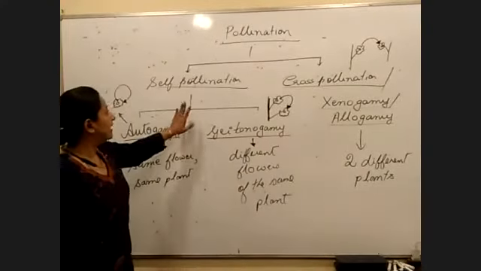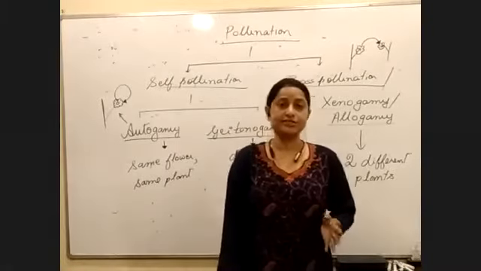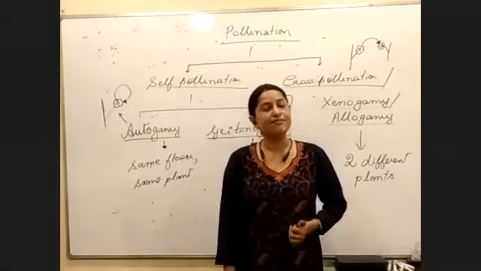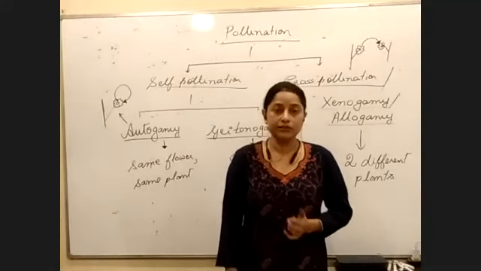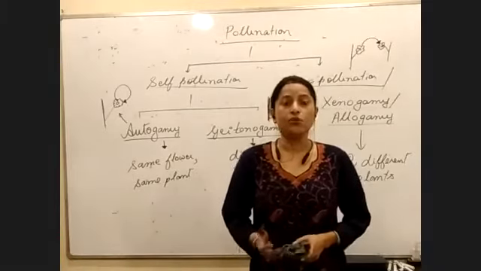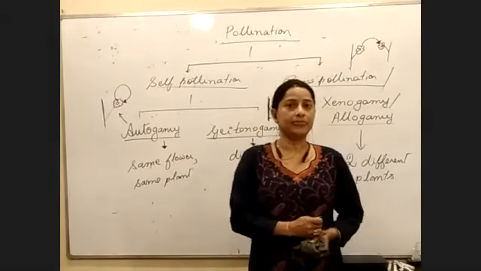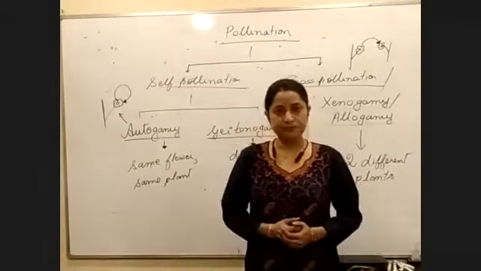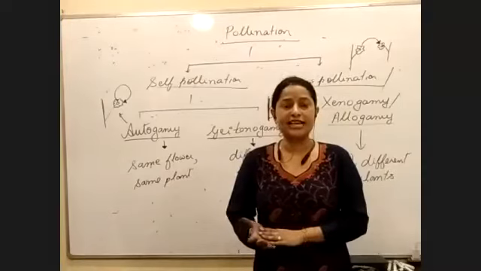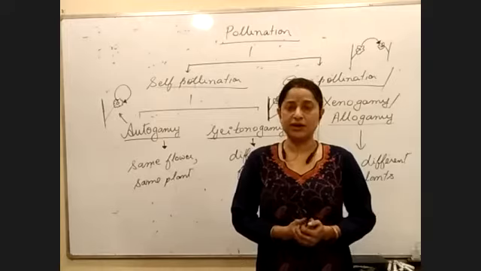Now, whether a plant will undergo self-pollination or cross-pollination, what will it depend on? The question is, who will decide? The presence of pollen grain? No, in both the types of pollination, either self or cross, pollen grains need to be present. So I don't think that's the correct answer.